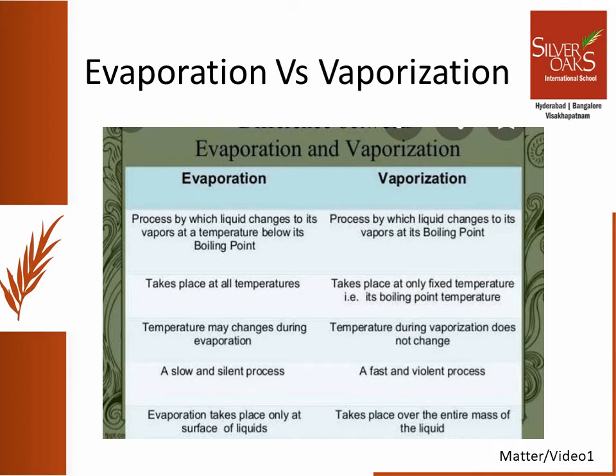Evaporation is a slow and silent process. Vaporization is a fast and violent process. Evaporation takes place only at the surface of the liquid. As we say, it is a surface phenomenon, whereas vaporization is a bulk phenomenon, where it takes place throughout the entire mass of the liquid.